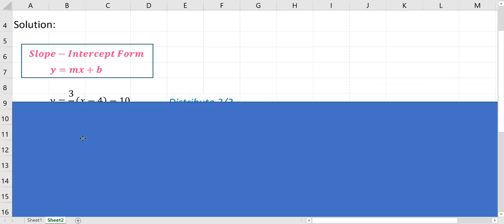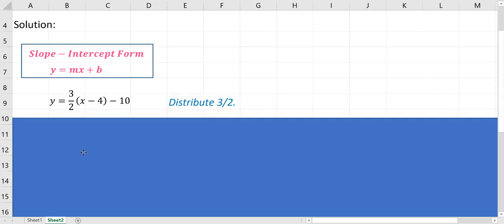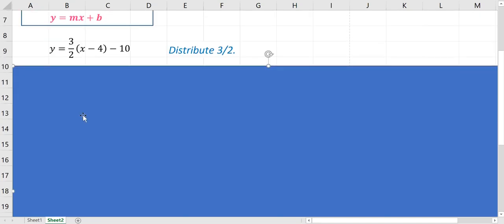So using that as a guide, let's look at our given version of the equation and see what we can do to make it look like this form. Notice that there are parentheses, so we can simplify by clearing the parentheses. We're going to do that by distributing the 3/2 inside to both terms inside the parentheses. So we'll have 3/2 times x and then 3/2 times negative 4.